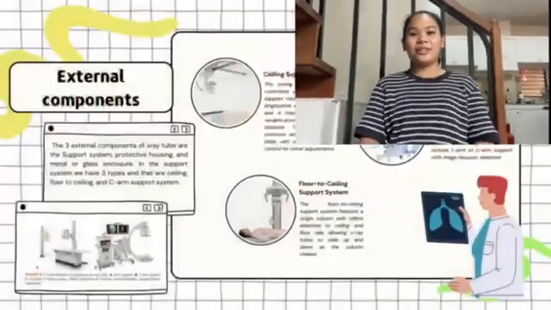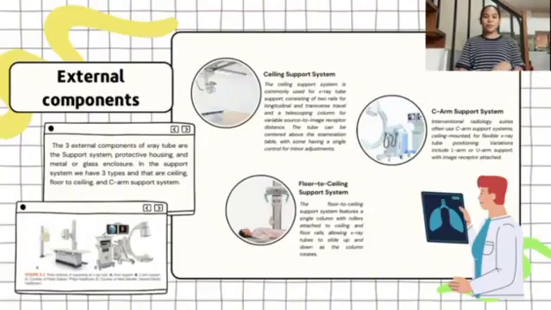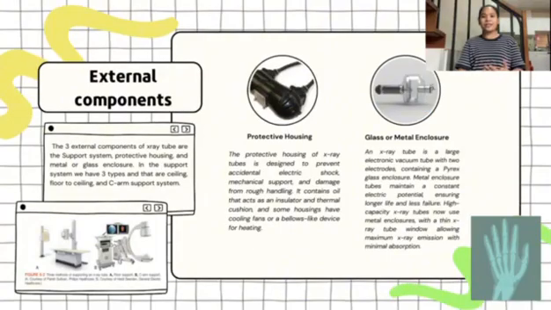The three external components of the X-ray tube are the support system, protective housing, and metal or glass enclosure. In the support system, we have three types: ceiling, floor-to-ceiling, and C-arm support systems. The X-ray tube and housing assembly are quite heavy. Therefore, they require a support system so that the radiologic technologists can position them. Let's proceed to the second external component.